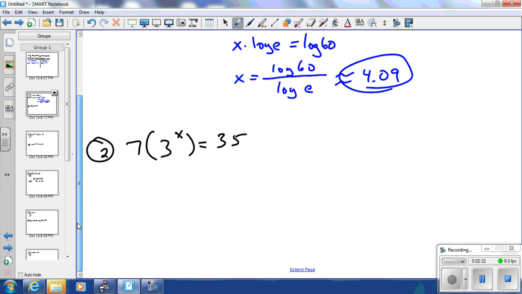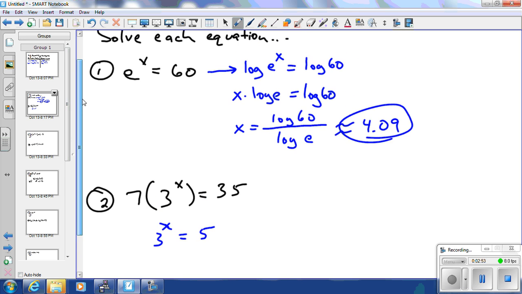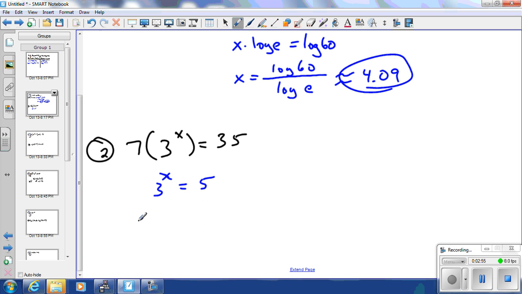Second one here, we'll make that look similar. What we can do to get rid of the 7 first off, so that we have just 3 to the x, is divide both sides by 7. And again, I encourage you to always pause and try to move forward on a problem, and then resume and see if you've done the right thing. From here, we're going to do something similar to what we did up here in the top one. So I'm going to take the log of both sides. Log of 3 to the x is going to equal log of 5.